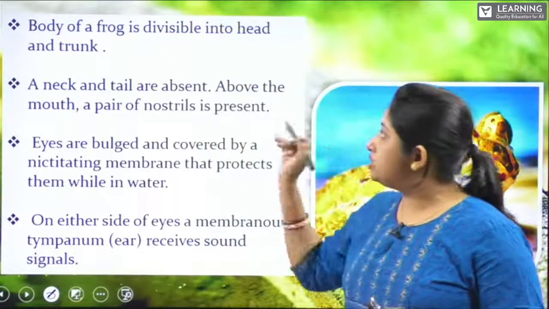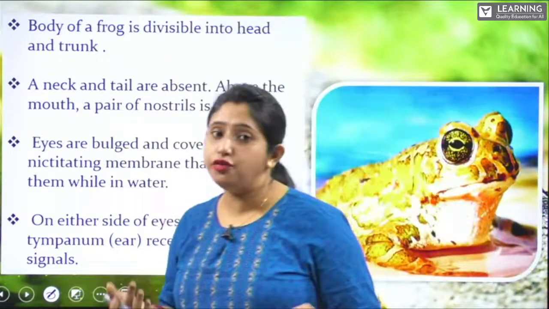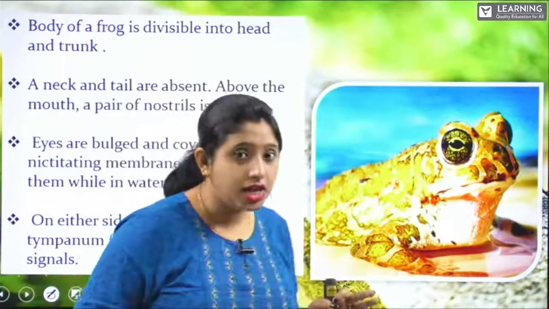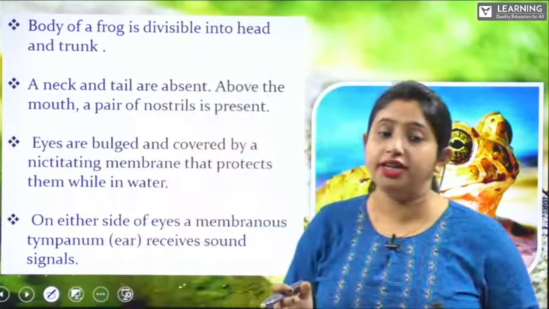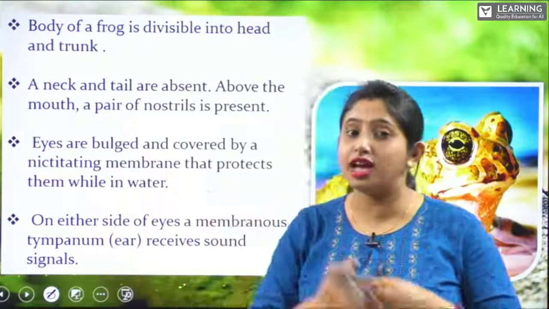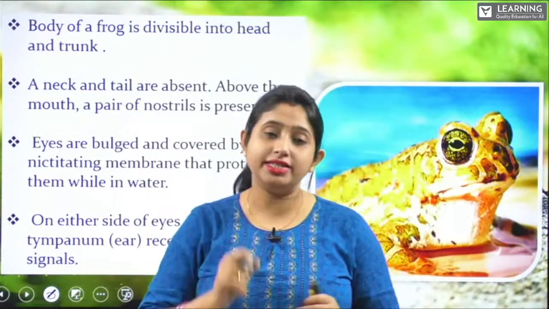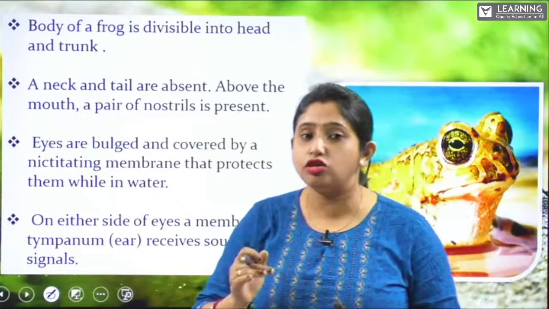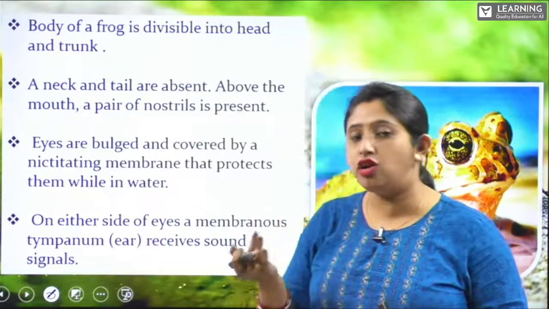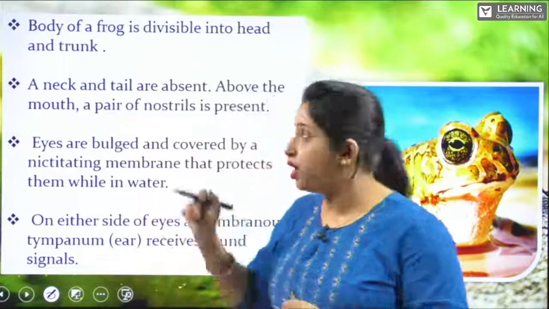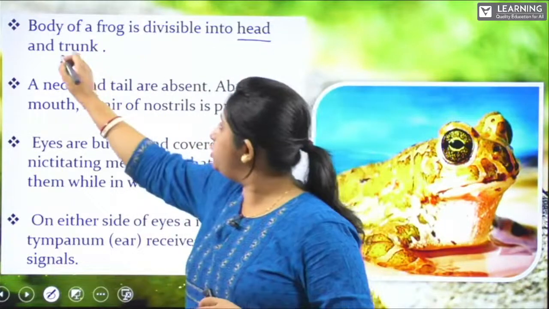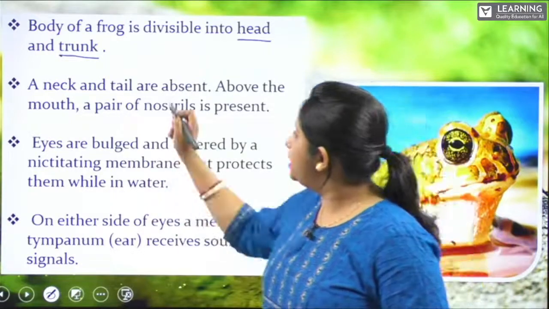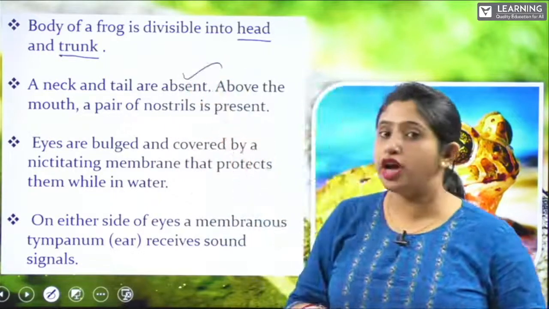Yes, the body of the frog is divided into head and trunk, which you have already seen, right? So they do not have a neck. The neck is absent. And what else is absent? Yes, the tail is absent, right? So the neck and the tail are absent in the frog, and the body is divided only into two parts, that is head and trunk, and the neck and tail are absent, which we have already seen.